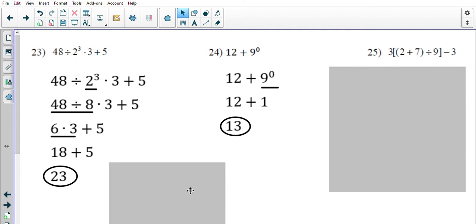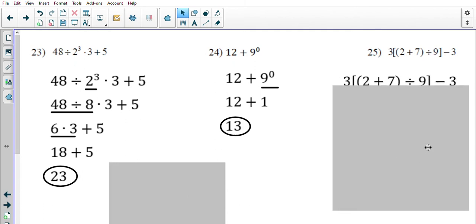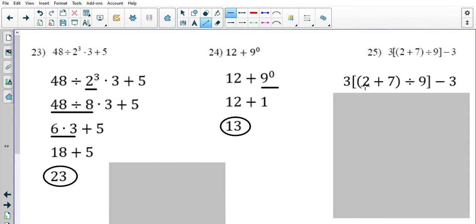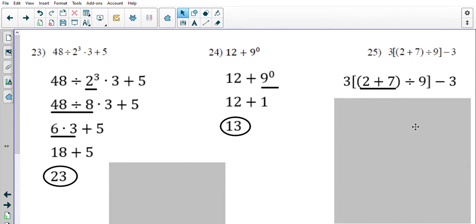All right, number 25, let's take a look at this one. So we do have grouping symbols here. In fact, we have brackets and parentheses. Let's go ahead and start inside the brackets with those parentheses. 2 plus 7 is 9. You can drop the parentheses, but not the brackets because you still have division in there.